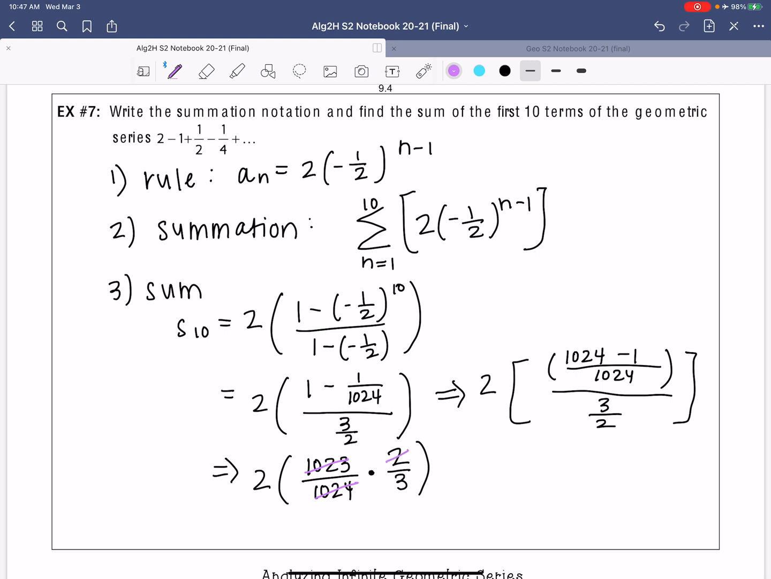The 2 and the 1024, those will definitely cross cancel. So this becomes a 1, and this becomes 512. The 3 and the 123 will simplify, so that becomes 341. That becomes 1. And I can still do this 2 with the 512, so that's 256. So when it's all said and done, after I've simplified, I have 341 left in the numerator, and in the denominator I have 256. So that would be my sum.